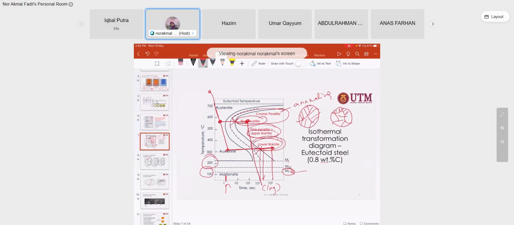What is the difference in terms of the mechanical properties? What is the difference between these two? Coarse pearlite and fine pearlite. This coarse. What's the difference?